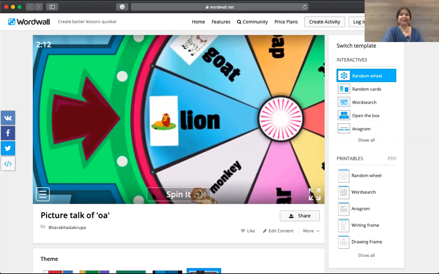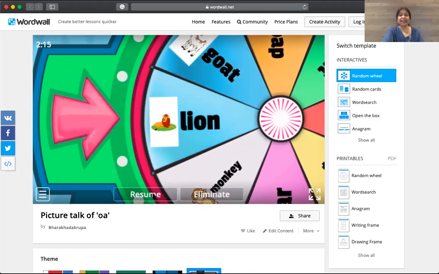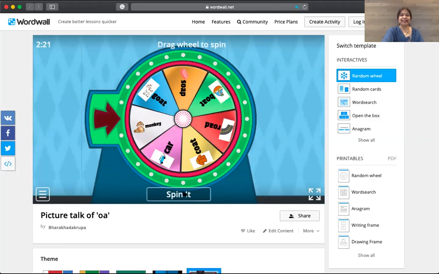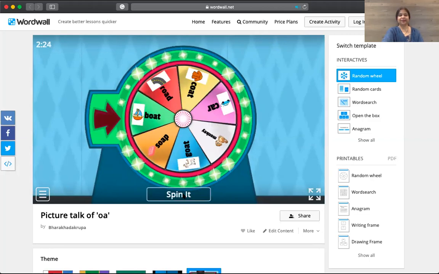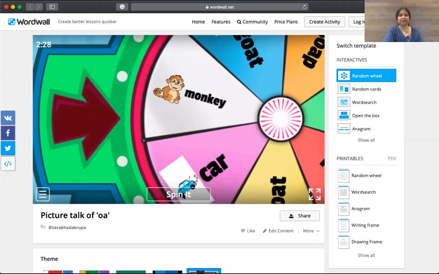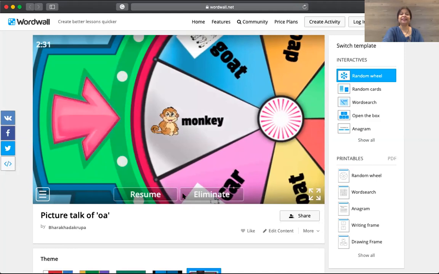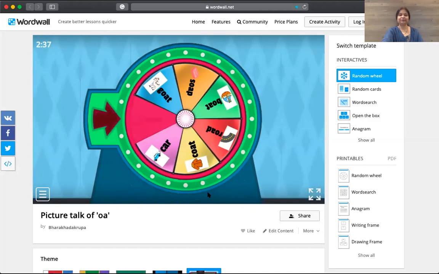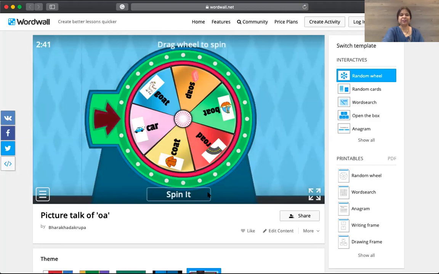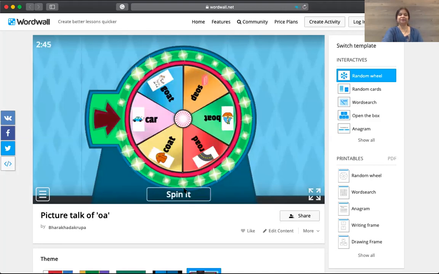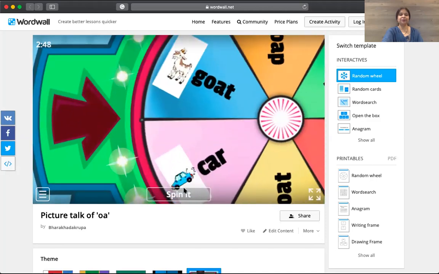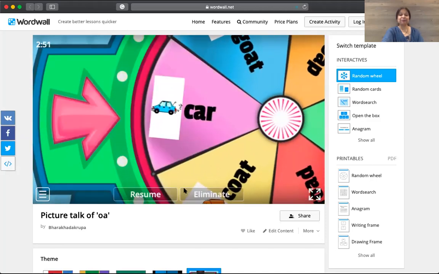Stop. Okay, it stopped on the word lion. Does lion has O sound? No, so we are going to eliminate it. Yes, let's spin it again. Stop. Yes, it stopped on monkey. So children, does the word monkey has O sound? No, so we are going to eliminate it. Now, only one picture left and let's spin it. Come on. Stop. Yes, superb. It stopped on the word car. And car does not have the sound O. So we are going to eliminate it again.